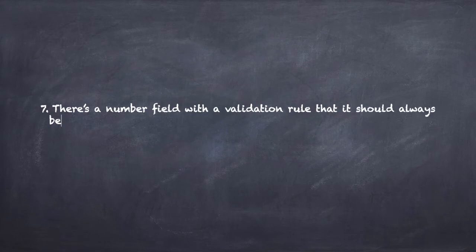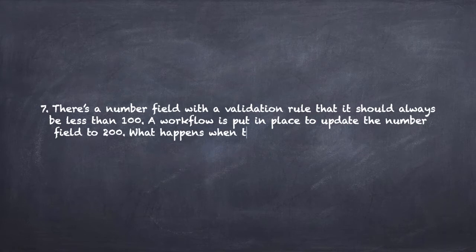So let's look at question number 7. This is a number field with a validation rule that says it should allow values to be less than 100. A workflow is put in place to update the same number field to 200. What happens when the user enters the value 90?